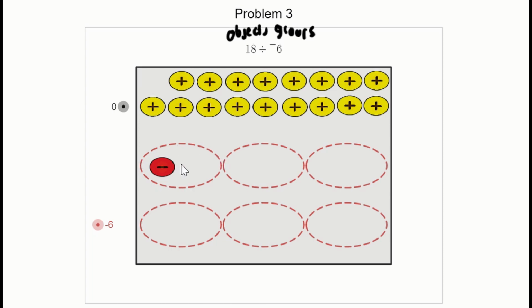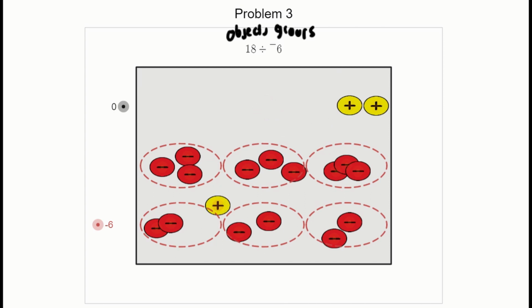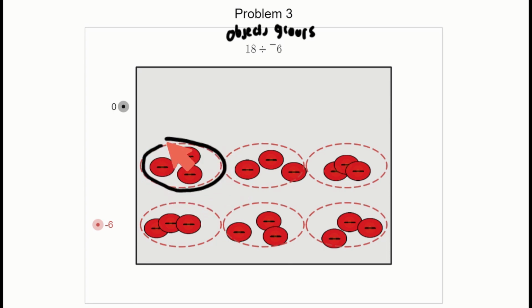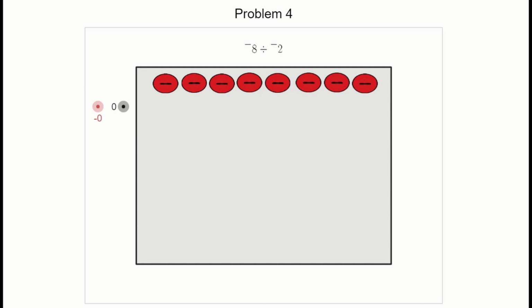So if I split these all up, what's our answer going to be? After splitting these up, the answer is going to be how much is inside one group. So in one group, we're going to have negative 3. And for our last problem, negative 8 divided by negative 2. Here we have negative 8 objects, and we're going to split them into negative 2 groups. So we're starting off with negative 8 chips. Let's go ahead and make 2 negative groups.